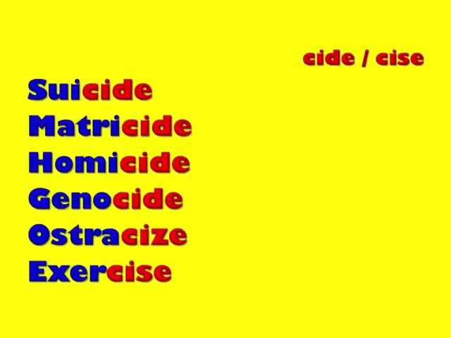The next two words come from the word size, which means to cut off. To ostracize, ostra means to kick out, so to ostracize is to cut someone off from a group. If you are feeling left out from a group of friends who've decided to push you aside, you have been ostracized. And the next word, exercise, exert meaning to use force. To exercise is to use force to cut energy, basically to cut calories. So exercise means to exert the cutting off of force.